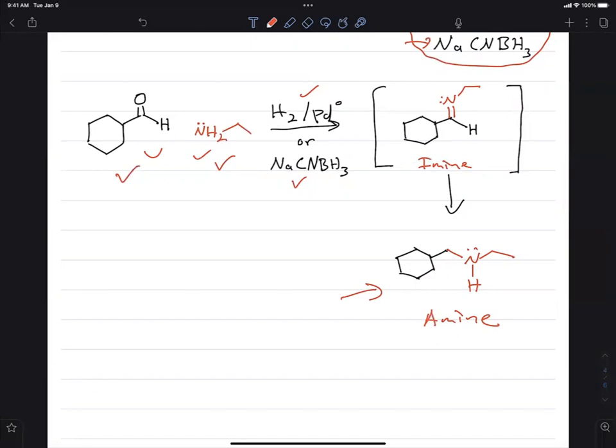Now, many of you may have been wondering, wait a minute, doesn't hydrogen and palladium react with the carbonyl directly? Well, the answer is yes, but not as fast as it reacts with carbon-nitrogen double bonds. Those are more reactive. And the imine formation mechanism is so fast, it outcompetes it. The same is true of sodium cyanoborohydride. It actually doesn't react with carbonyls, but it will react very quickly with carbon-nitrogen double bonds.